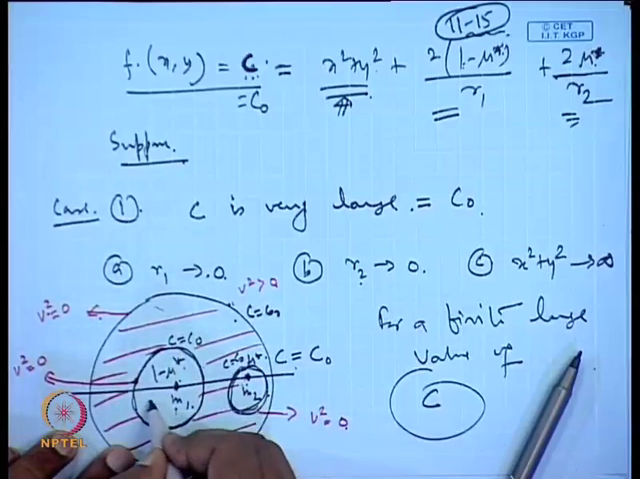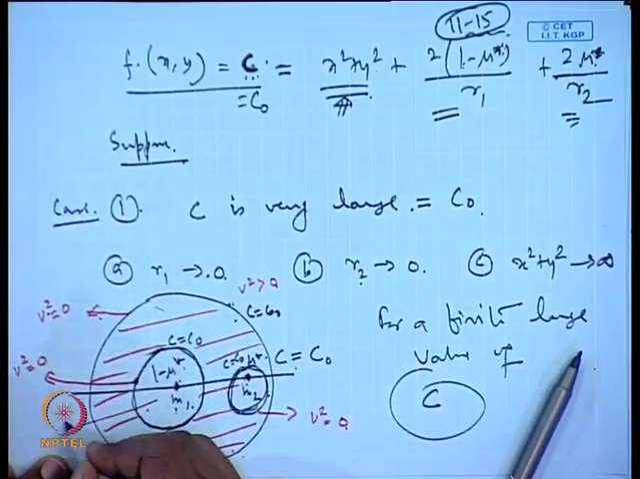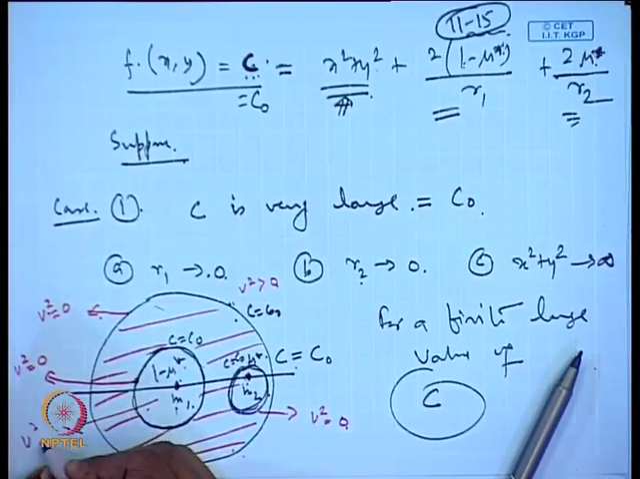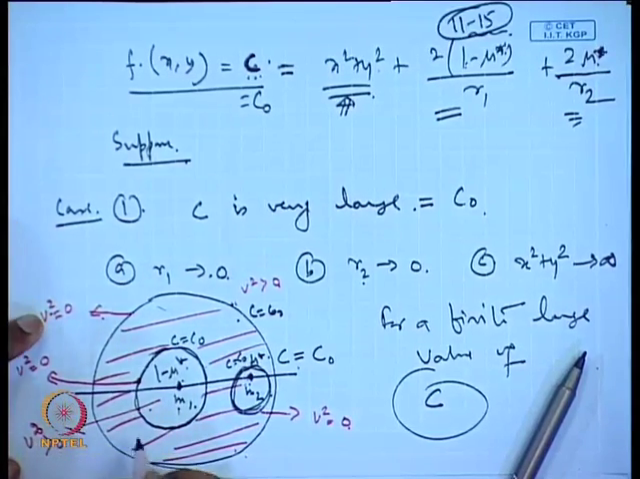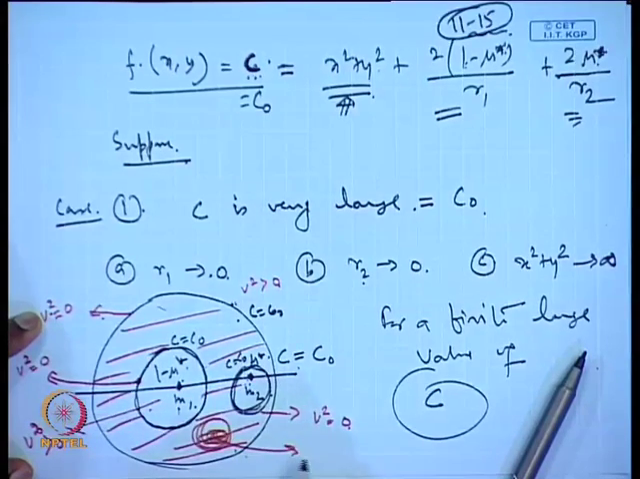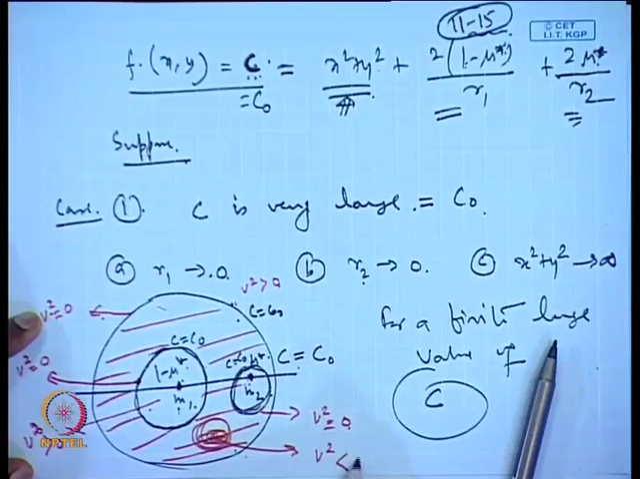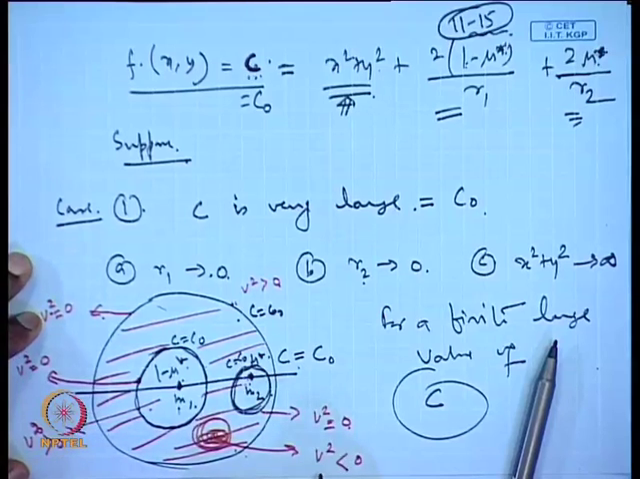Okay. Inside this, V square is greater than 0, in this region, the region which is shown here. So, this region, V square is less than 0. Okay. So, obviously, because V square cannot be less than 0.